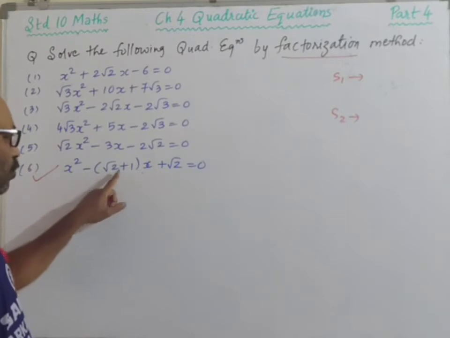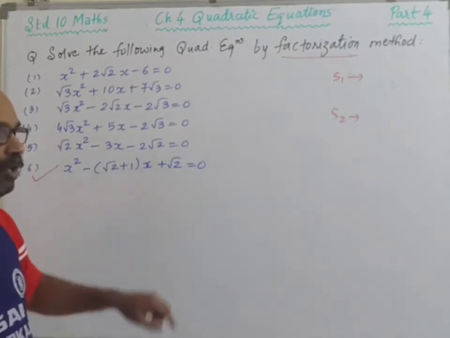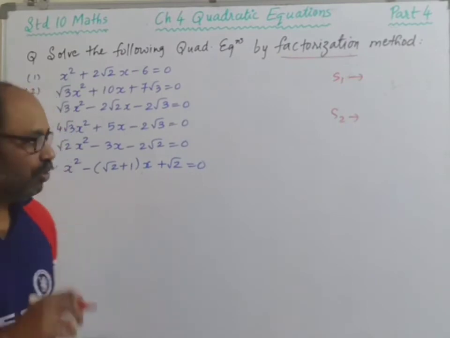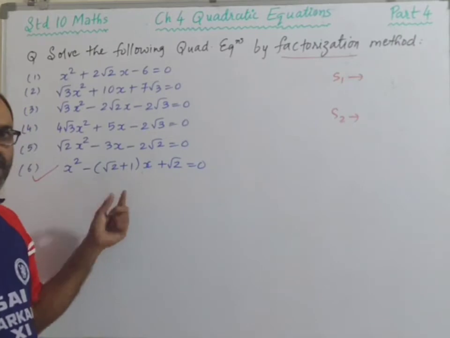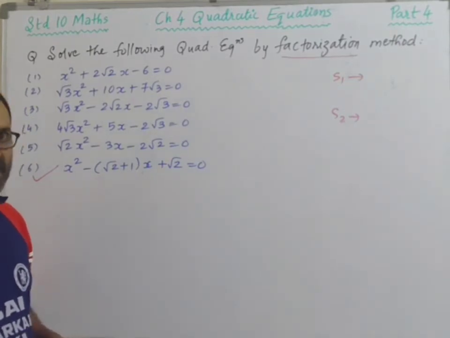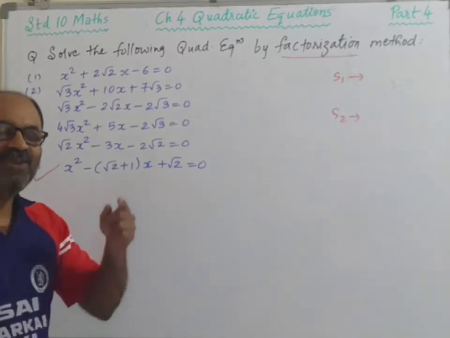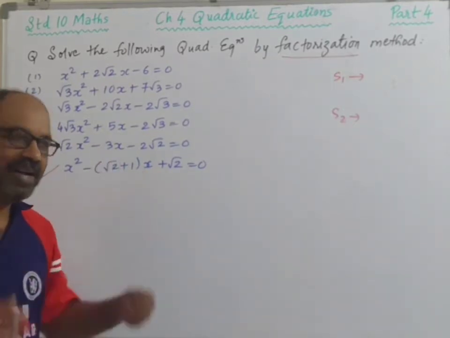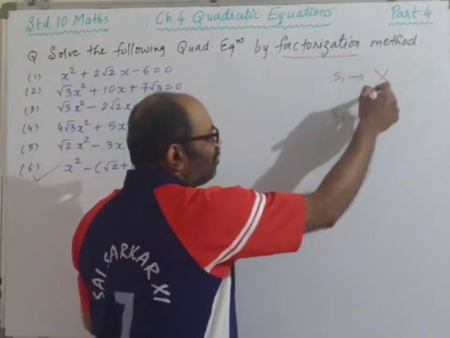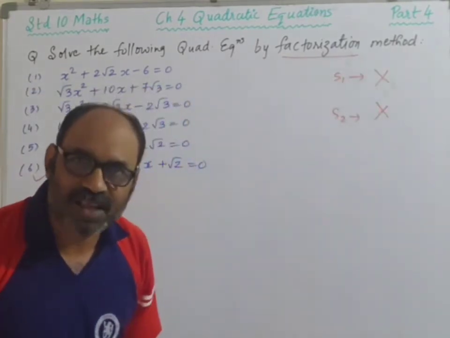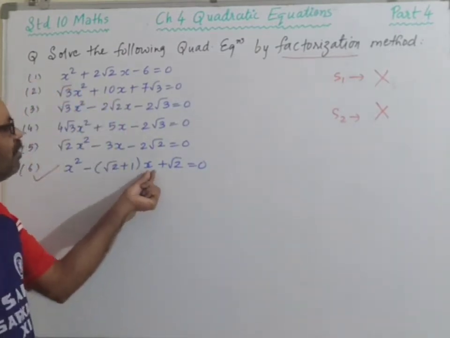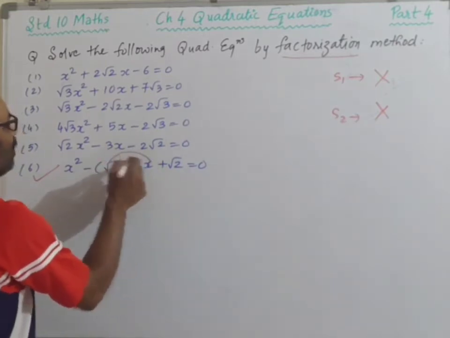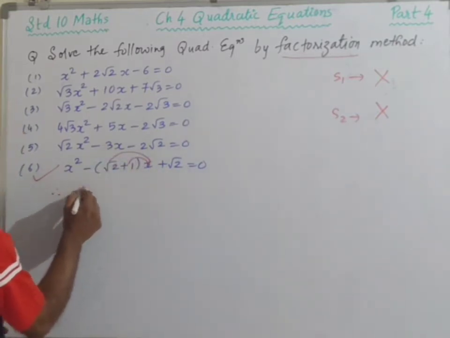x square minus root 2 plus 1 into x plus root 2 equal to 0. My goodness, children, see the coefficient of x, that is root 2 plus 1. So this is going to be very difficult. No, children. In fact, it is going to be very easy. It is already given. You don't need to do these 2 steps. इस 2 steps की भी जरूरत नहीं पड़ने वाली है. कैसे? अरे, your middle term is complex. It is monomial into binomial. So you just expand.